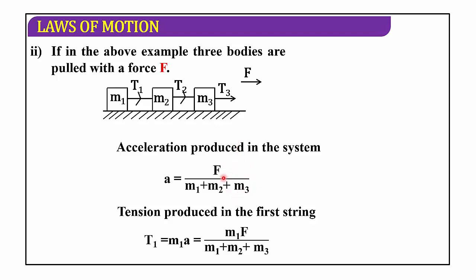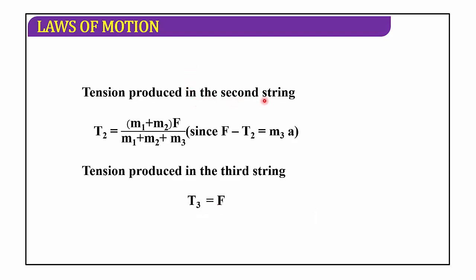This is acceleration. Tension produced in the first string. Here, for the first string, tension is produced because of M1. So we can write T1 equal to M1A. What is the value of A? We have this equation. Substitute here M1 F divided by M1 plus M2 plus M3. So you will get a tension produced in the first string. Similarly, how to write a tension produced in the second string? In the second string, we consider two objects M1 plus M2. Is it clear? Into F divided by M1 plus M2 plus M3.